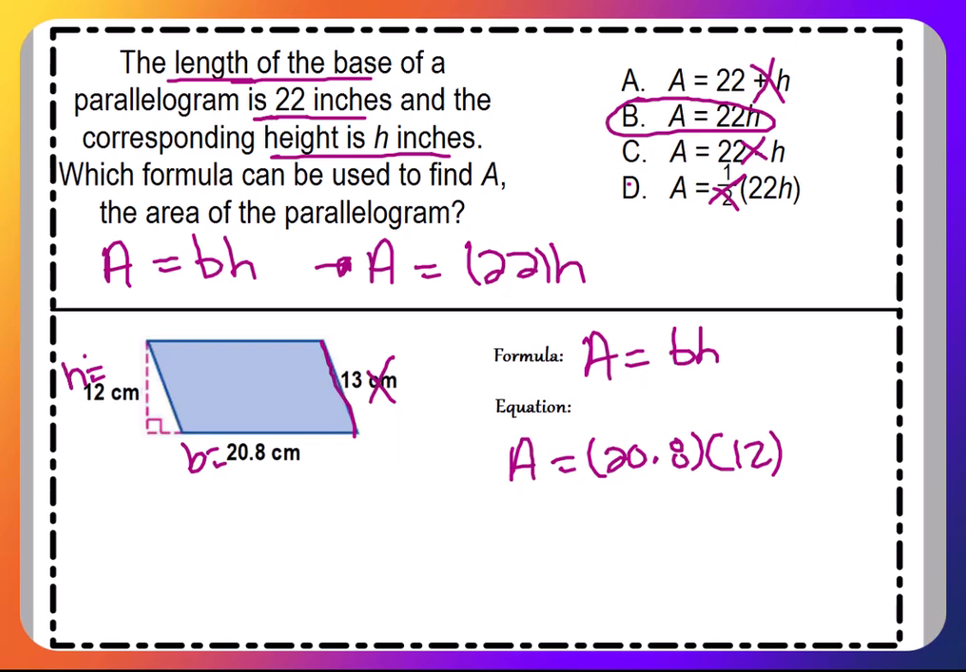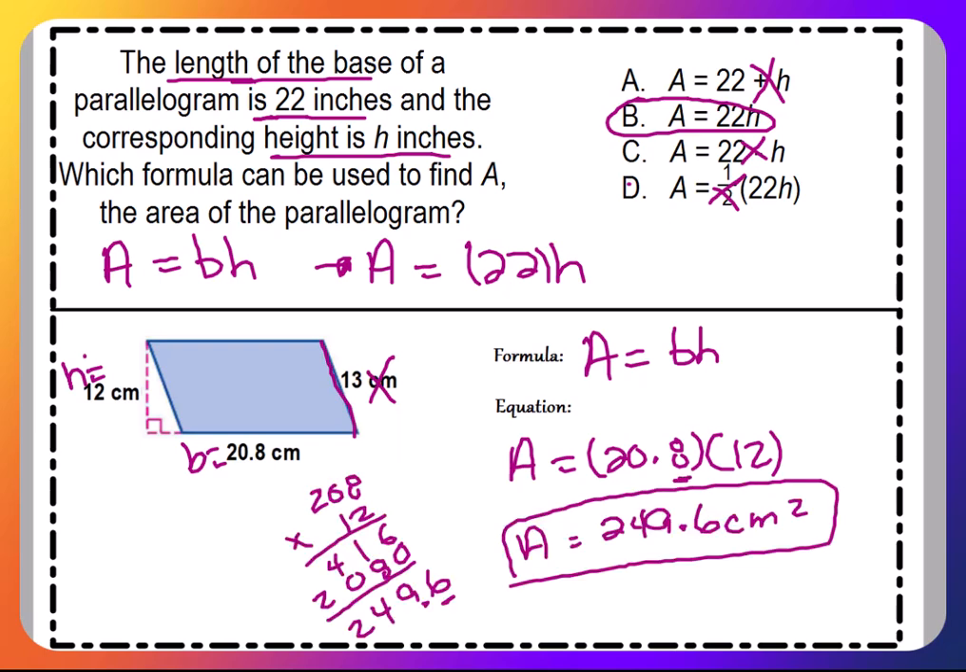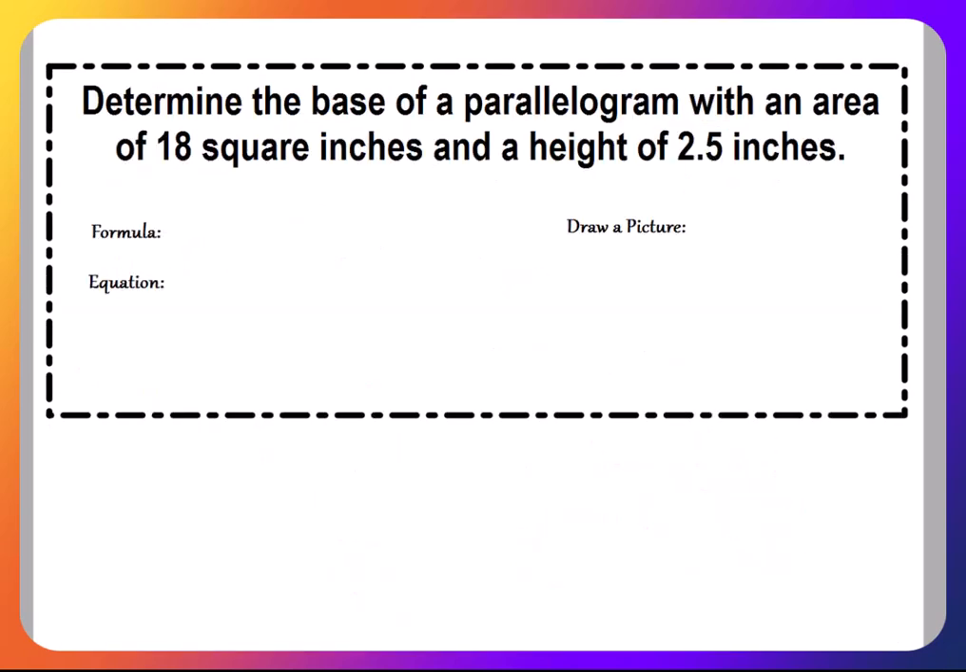So go ahead and pause the video, do your math, come back and check your work. Okay, did you get 249.6 centimeters squared? If you did, great job. If you didn't, I did do my math over here so you can take a look to see where you made your mistake. Okay, let's do one more example.